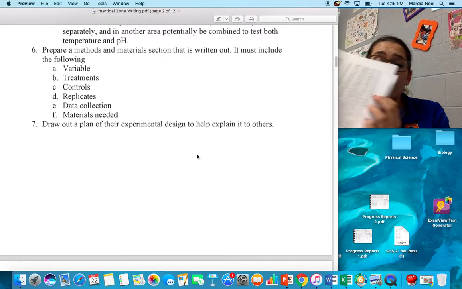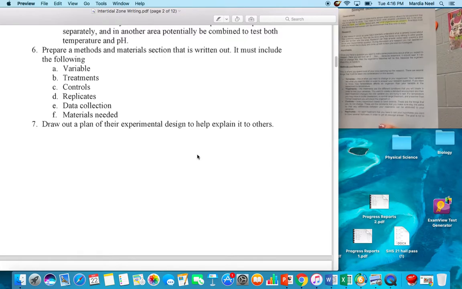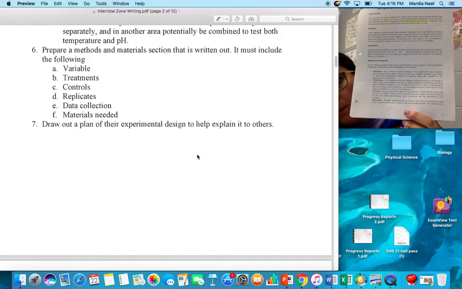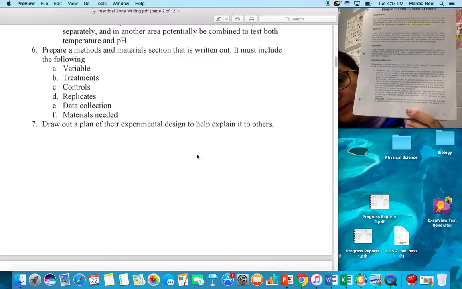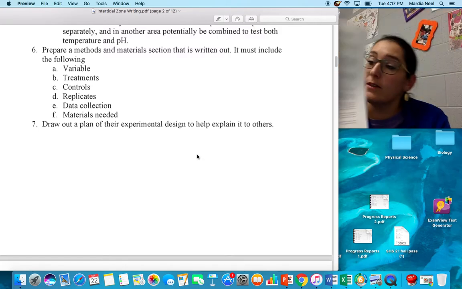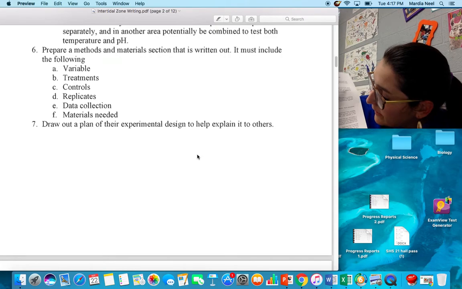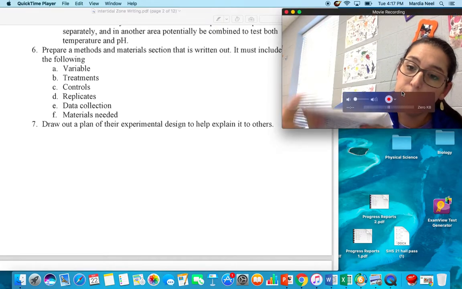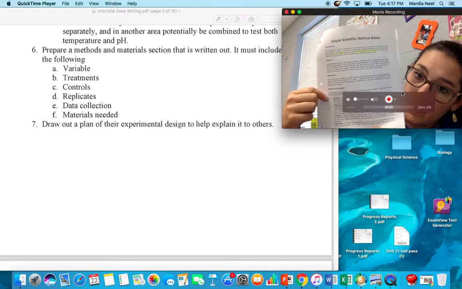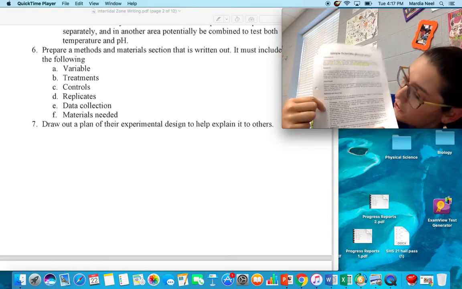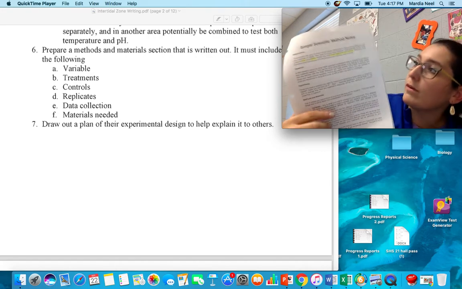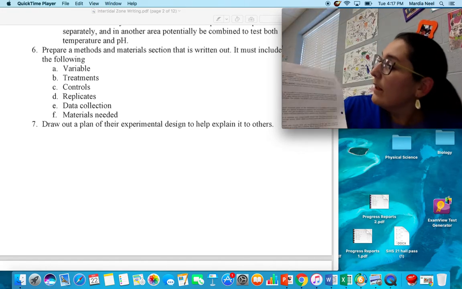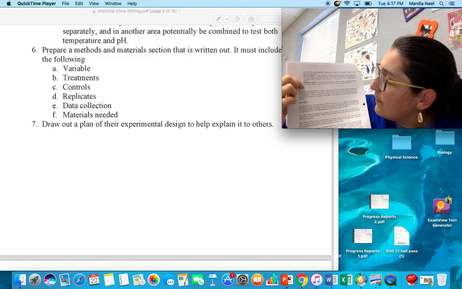If you don't know what any of those things are, they're listed on this paper that says Simple Scientific Method. They're all here at the bottom. If I were you, when I was writing the materials and methods, I would use this as my guideline. I'd start here at the top, and I'd write about the variables, then the treatments, then the controls, then the replications, then the data collection, and then the materials needed.